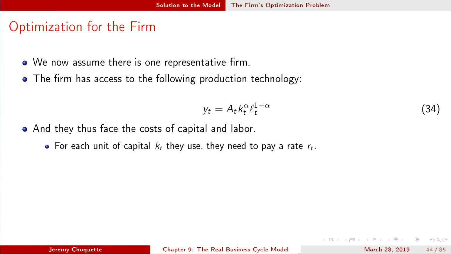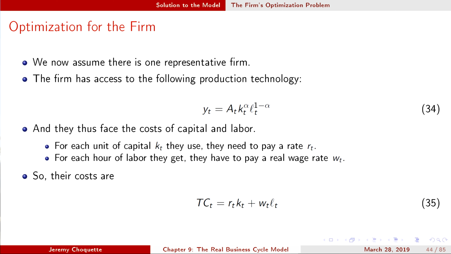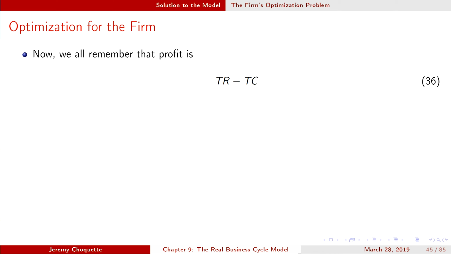For each unit of capital that they use, K_t, they need to pay an interest rate, R_t. For each hour of labor they get, they have to pay a real wage rate, W_t. So their total costs are basically R_t times K_t, right, the rental rate on capital times the amount of capital used, plus the wage rate on labor times the amount of labor used. And they maximize their profits in this model.